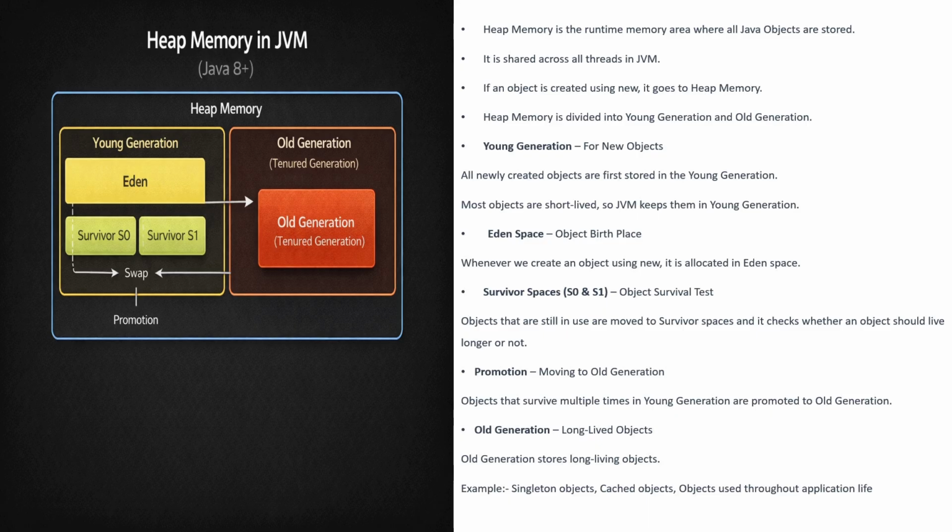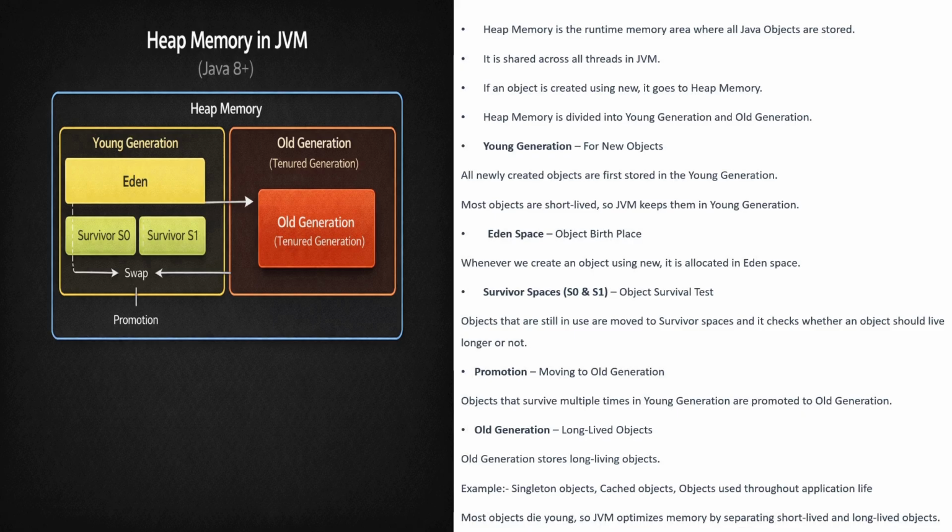Now let's talk about old generation. Old generation is a place where objects live for a longer period of time. So old generation stores long-living objects. Examples are singleton objects, cached objects, and objects used throughout the life cycle. So most objects die young. So JVM optimizes memory by separating short-lived and long-lived objects. So that is all about heap memory in JVM.